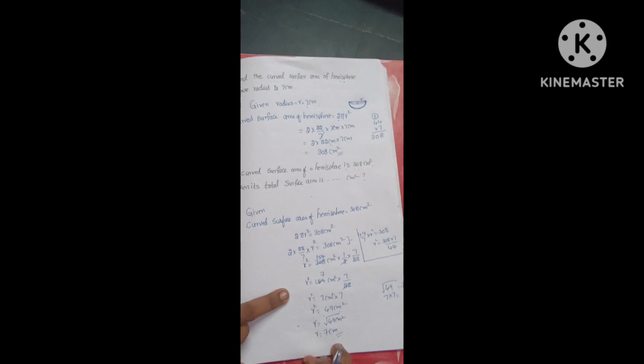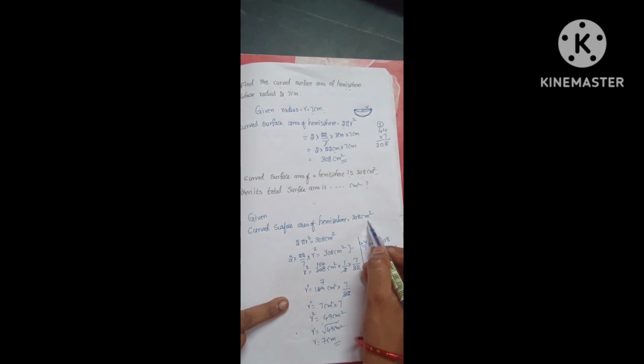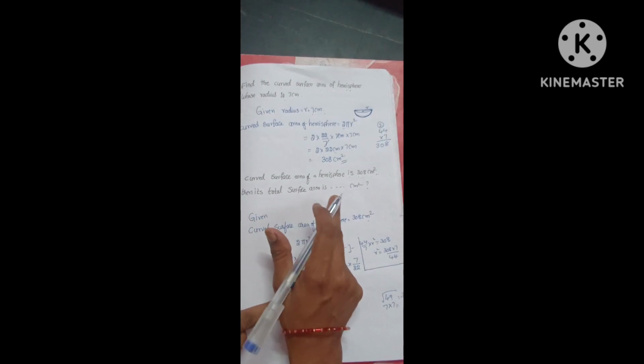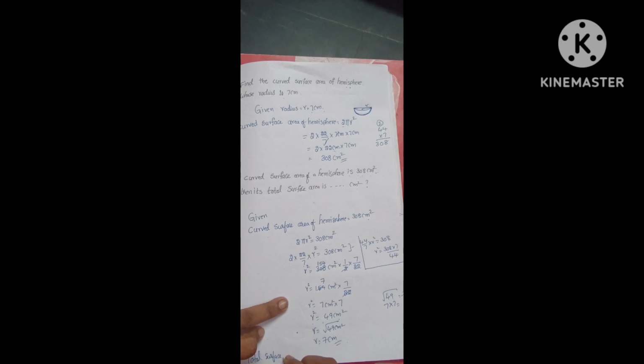7 centimeters. Okay. Using the curved area of a hemisphere, I found the radius. But what they gave in the problem is that you want to find the total surface area of a hemisphere. Write down: total surface of hemisphere, formula is 3 pi r square.